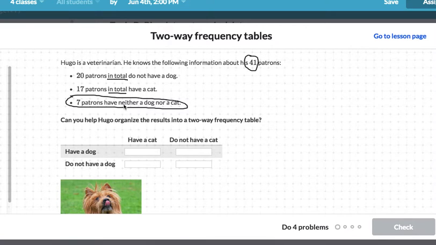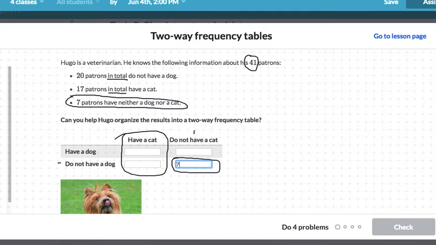So 7 patrons have neither a cat nor a dog. Here we go. Do not have a dog, do not have a cat. We're going with the intersection right here. That's our starting point. Okay. Now we're in the right way. Now we can actually answer the other stuff, right? Well, we can't answer the cat yet. The 17 patrons in total have a cat. Well, that's this one right here. They don't intersect, so it's unhelpful to us.